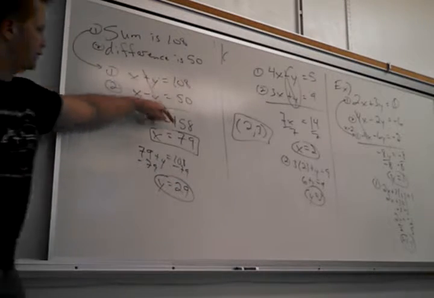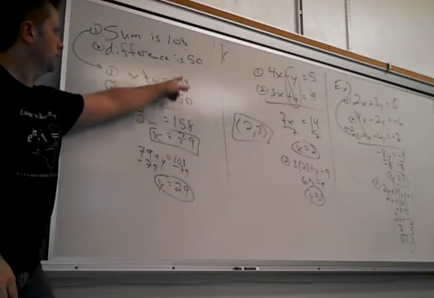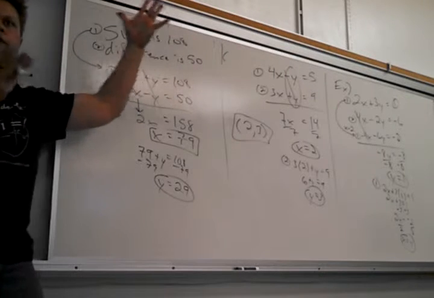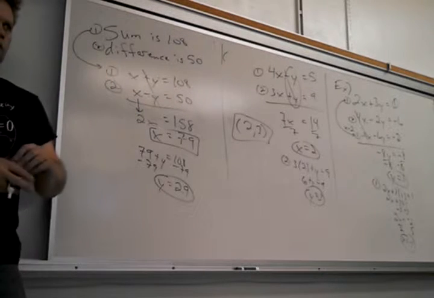Sweet. And what's 79 minus 29? Sweet. See, so you always have a way to check. Use the one you didn't use.